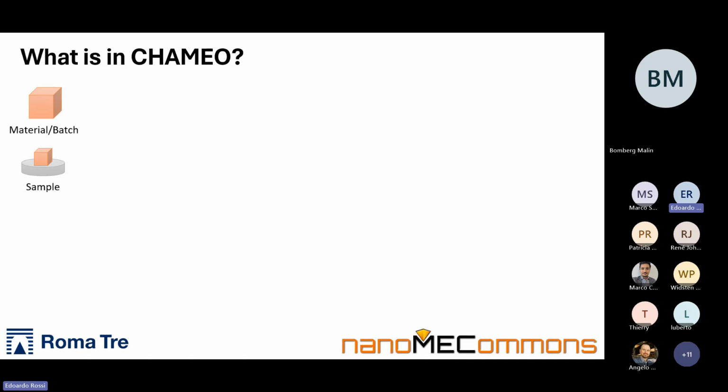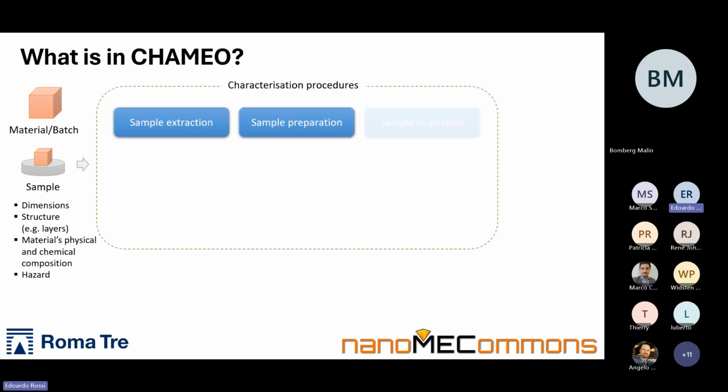So if we start from the material or batch we have to characterize, we can see clearly that we have some preliminary metadata which have been defined, which are the dimension, the structure, the materials, physical and chemical composition, the hazard. So we have to be compliant also in that field. And you can see that the characterization procedure is eventually composed by the sample extraction, the sample preparation, and the sample inspection. So this gives you the framework by which we can pass from the material or the batch to our sample.